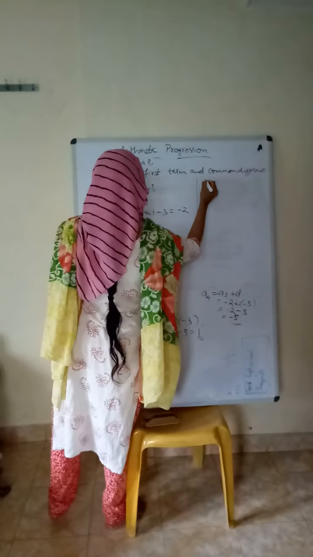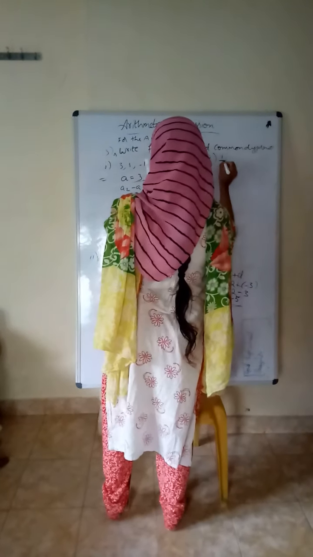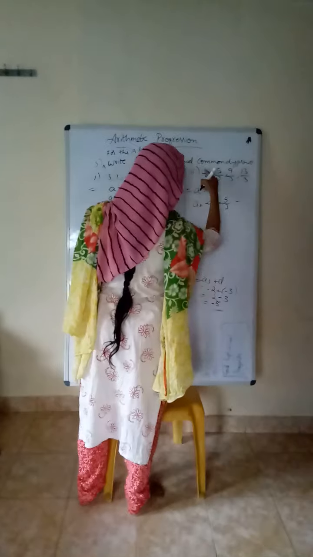Let me tell another one. 1 by 3, 5 by 3, 9 by 3, 13 by 3. Here, first term we can say A is equal to 1 by 3. What will be D? How will you find? Same way. A2 minus A1. What is A2 here? 5 by 3. A1 is 1 by 3. Subtract it. Same denominator, subtract. 5 minus 1 is 4. So, 4 by 3. D is equal to 4 by 3. A is 1 by 3.